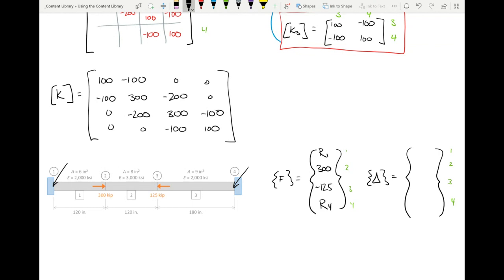Now, we get sort of an inverse answer on the displacements, right? I don't know what delta 2 is. I don't know what delta 3 is. I don't know the displacements on these two joints in the middle, but I sure do know the displacements at 1 and 4. They're 0.